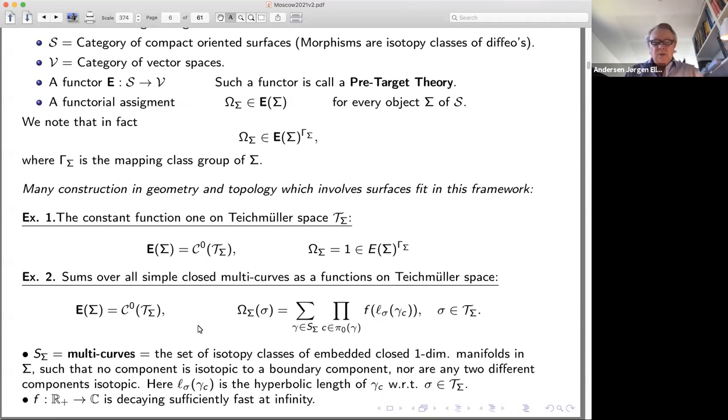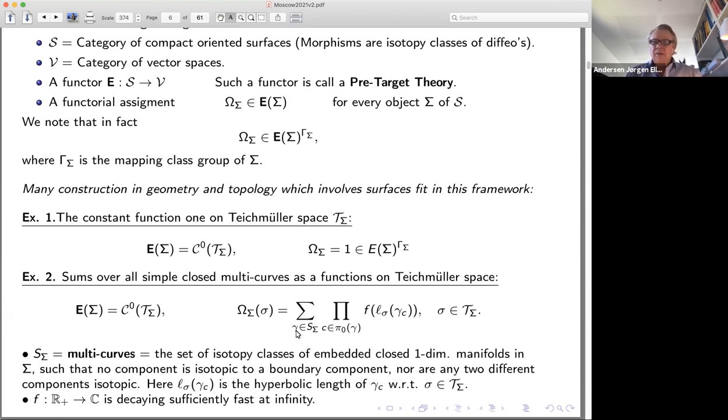Now, the second example is much more interesting. It is the sum over all simple closed multi-curves as functions on Teichmüller space. So the pre-target theory is the same. We take continuous functions on Teichmüller space, but now we take considerably more interesting functions. So we take S sigma here to be multi-curves. So that is the set of isotopy classes of embedded closed one-dimensional submanifolds in sigma, such that no component is isotopic to a boundary component, nor are any two different components isotopic. And so it's a sum over that set.